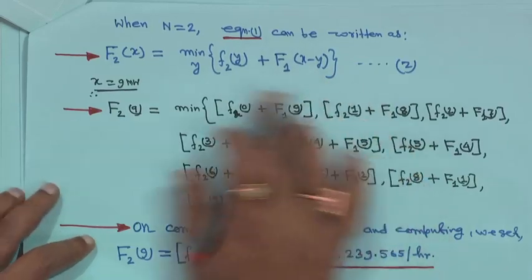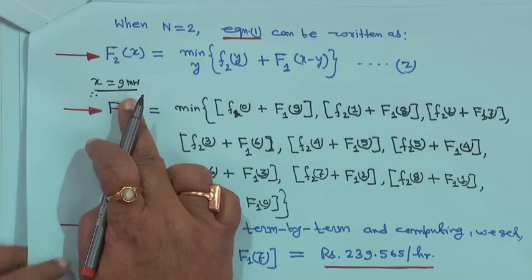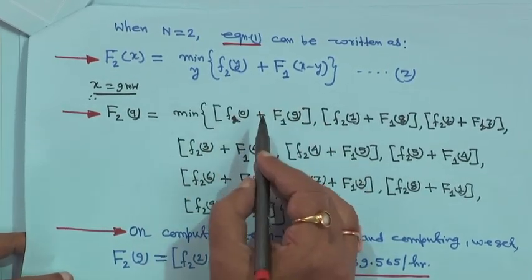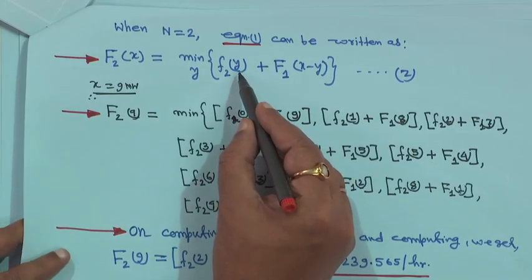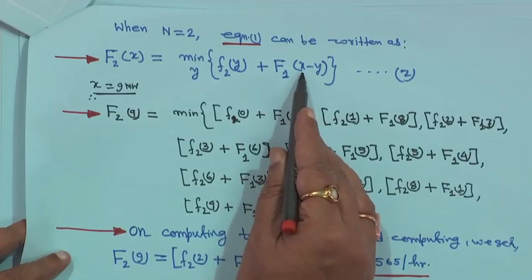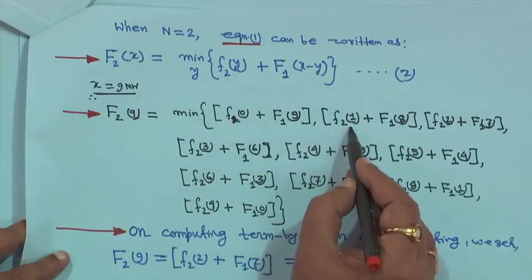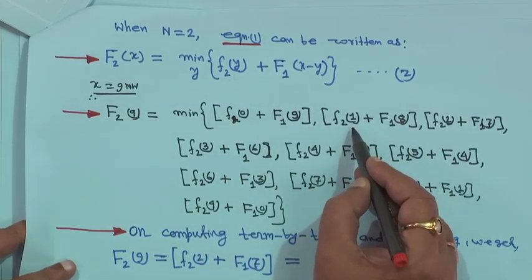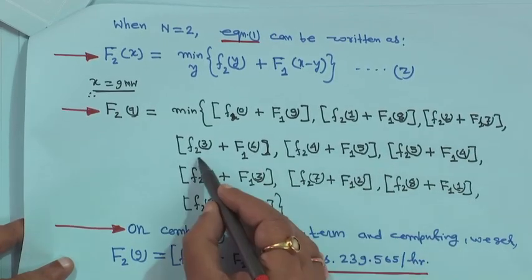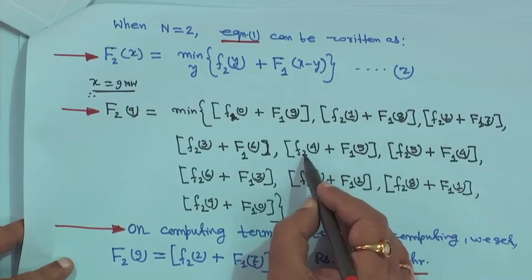Now, this is the minimum, that means you have to combine all, but the total load is 9 megawatt. Now, look, how many combinations are coming in a step of 1 megawatt. First, when y is equal to 0, it is f20 plus F19, because x is equal to 9. Then when y is equal to 1, it is f21 plus F1 of 8, 1 plus 8 is 9, then f22 plus F1 of 7, then f23 plus F1 of 6, then f24 plus F1 of 5, this is small f, capital F.